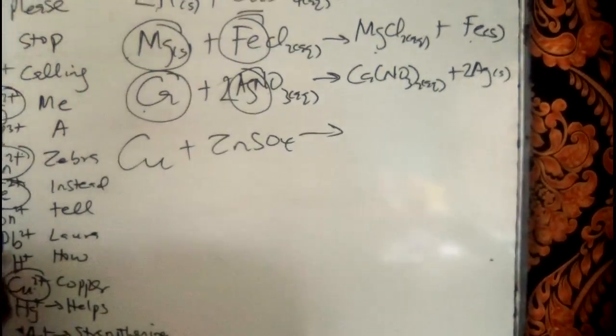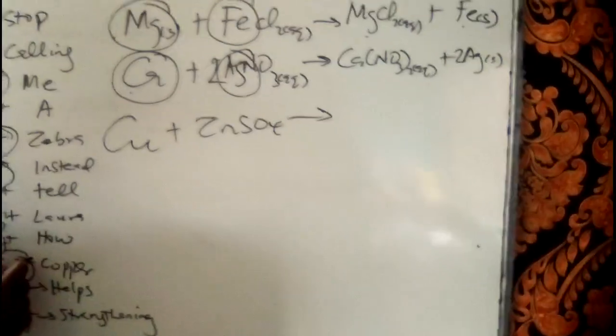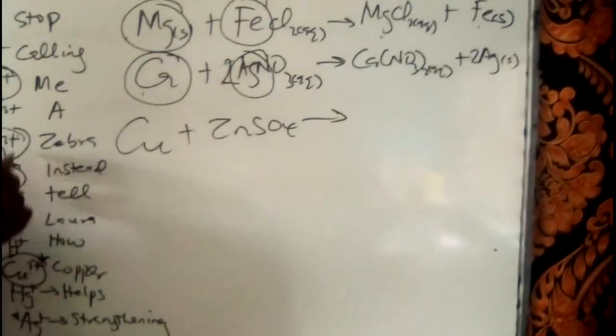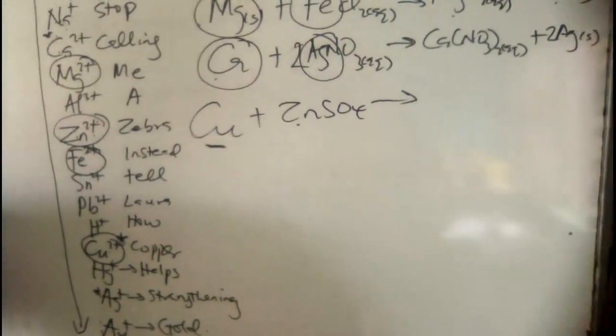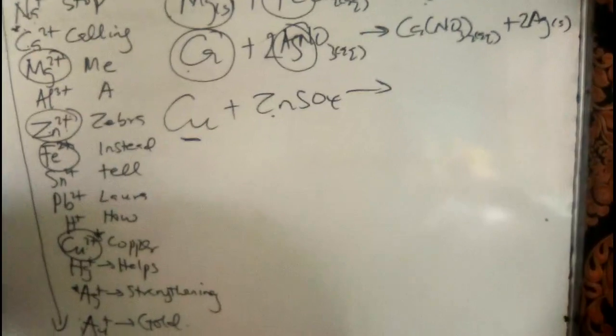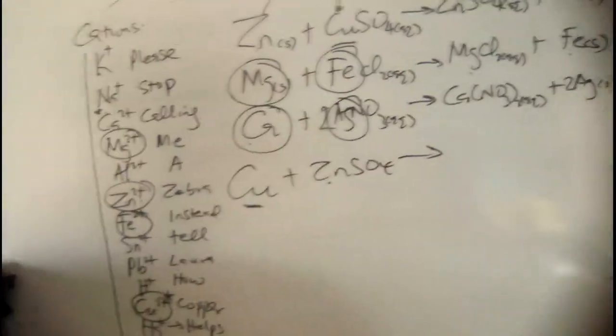Why? Because copper, look at copper's position, is lower than zinc. So copper cannot displace an element that is stronger than itself. So that is it: the basis of displacement reaction is the activity series.